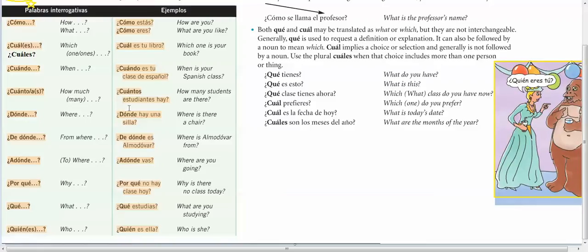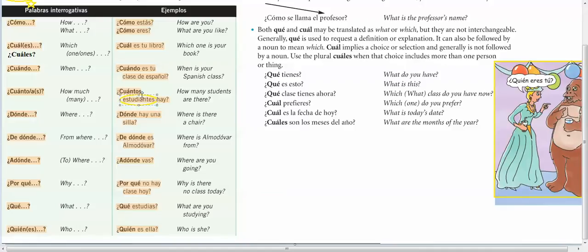If I want to know how many tables are in the classroom, I'm going to say ¿cuántas mesas hay en la clase? And I switch it to cuántas. Or I might say, how much money do you have? ¿Cuánto dinero tienes? So the thing that you want to know the quantity of determines which cuánto you use.